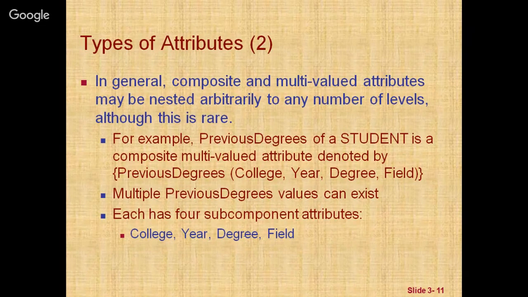So in general, composite and multi-valued attributes may be nested arbitrarily to any number of levels. For example, previous degree of a student is a composite multi-valued attribute. What sub-attributes can it have? College, year, degree, and the field of study. So multiple previous degree values can exist, and each has 4 subcomponent attributes, that is college, year, degree, and field.